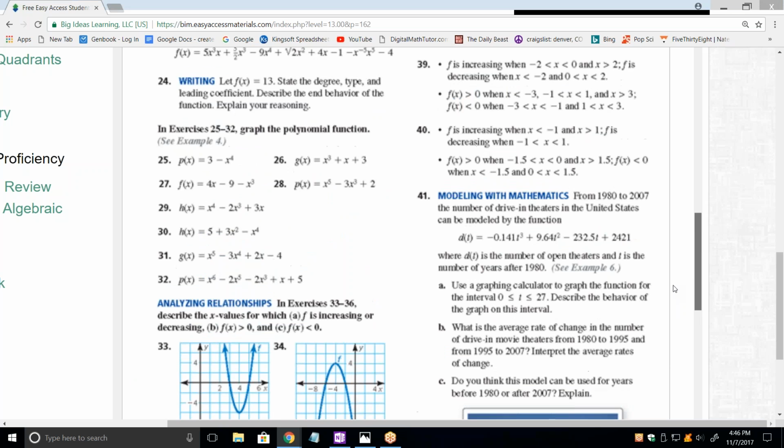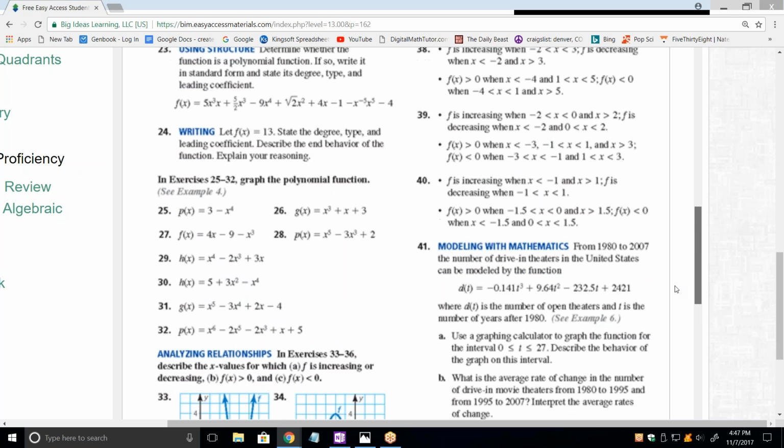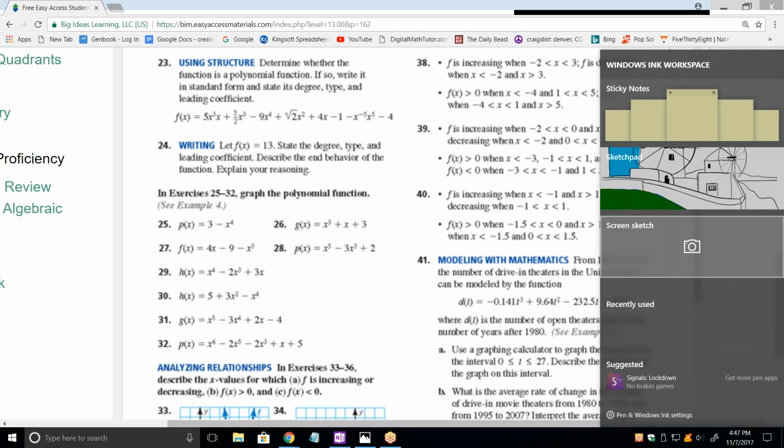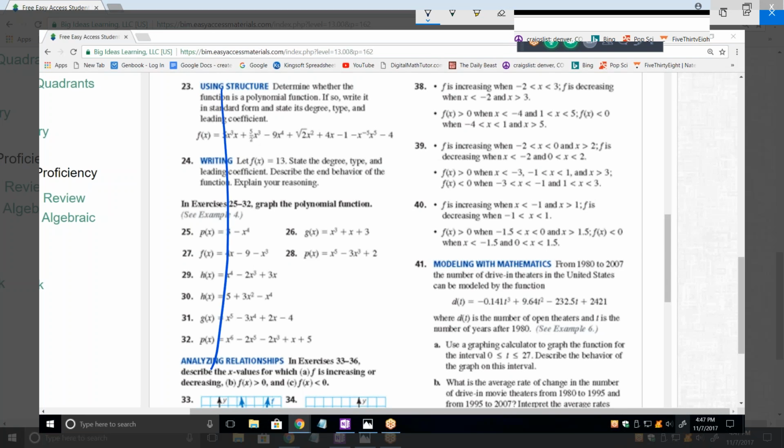Now we've got to do 38. So the easiest way to do these, I think, the way I did them, is to just start drawing based on the information. In other words, let me use this color. So it's increasing from minus 2 to 3. Now we can certainly put some key numbers on there. Before I draw anything, let me look at the rest of it. And it's decreasing when x is less than minus 2 and also when x is greater than 3.